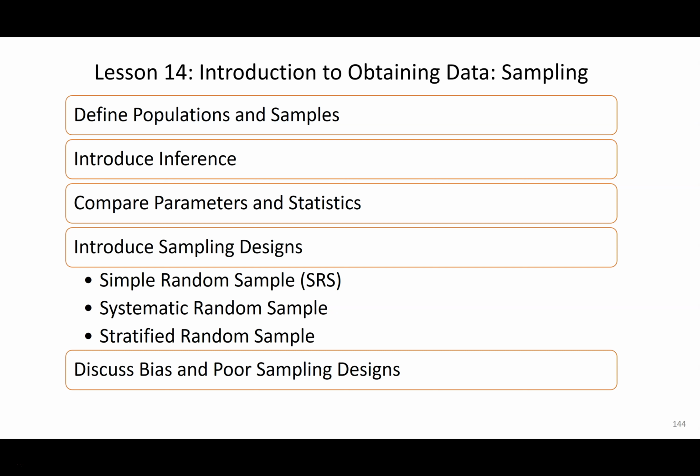Okay, welcome to Lesson 14. We're going to talk about obtaining data, specifically sampling. We're going to talk about types of sampling as well as possible sampling biases and look at surveys a little bit. And then ultimately we're going to move on to looking at experiments and observational studies in the following lessons.